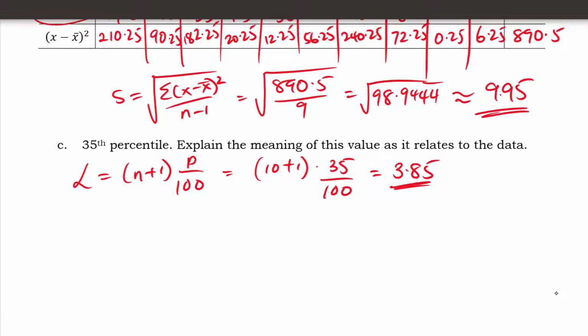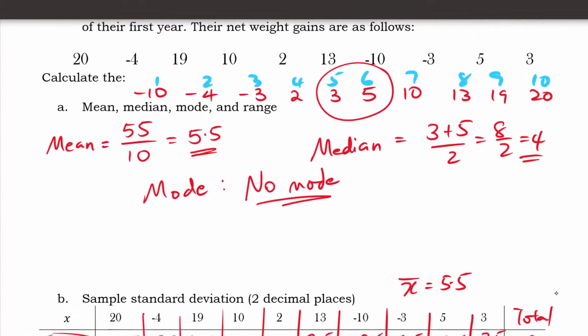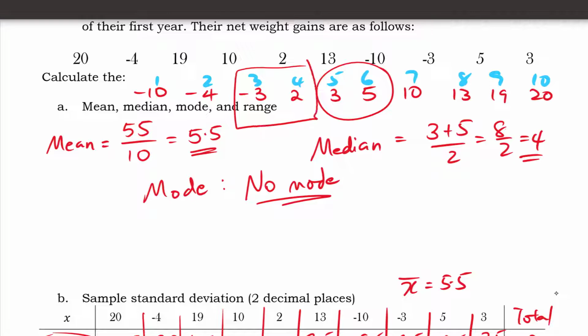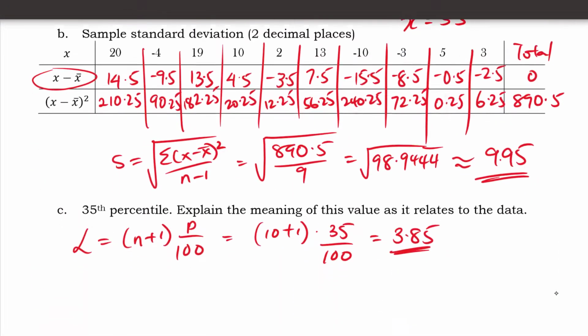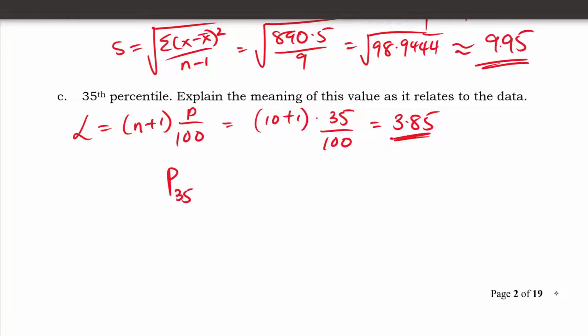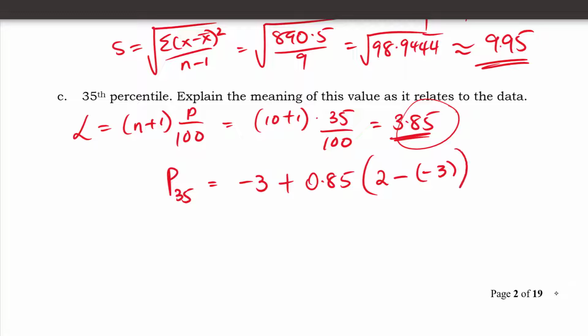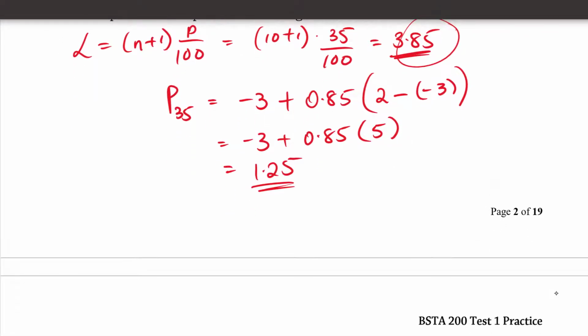Now 3.85 is between 3 and 4. That is between the third and the fourth observation, so between -3 and 2. We'll find the 35th percentile by starting with -3 plus the decimal part here, the 0.85. That's 85% of the distance between 2 and -3. So that's 2 minus -3, which is 5. And that will give us -3 plus 0.85 times 5, which evaluates to 1.25. So the 35th percentile is 1.25.